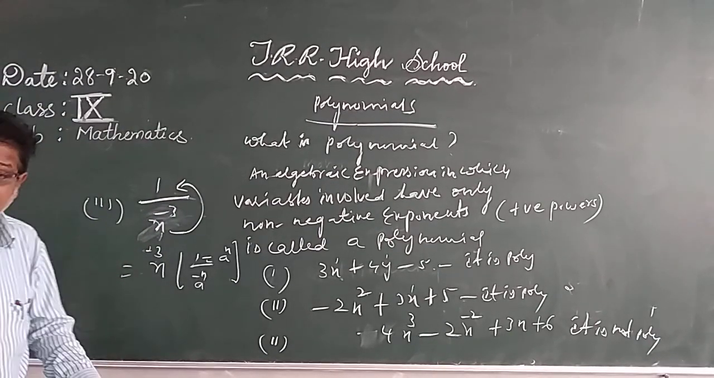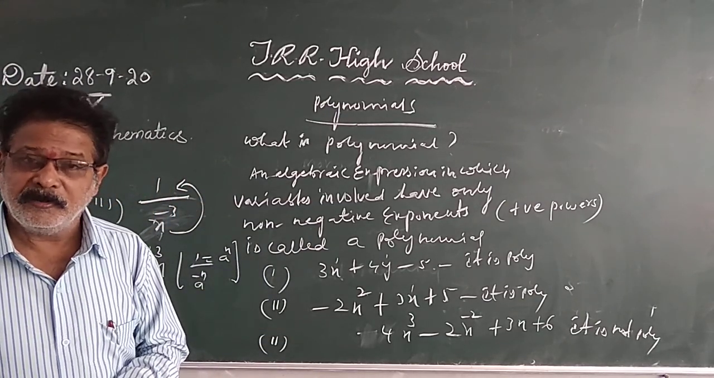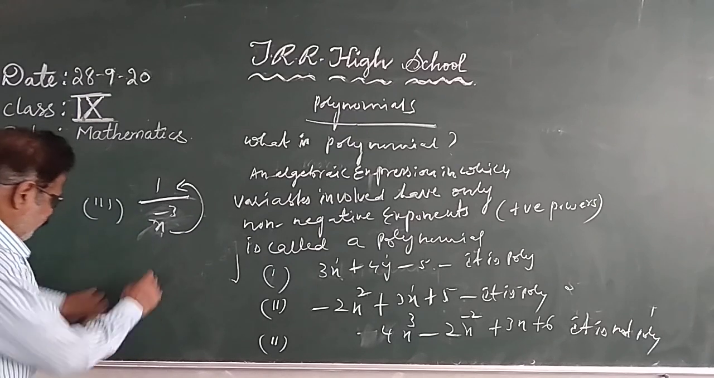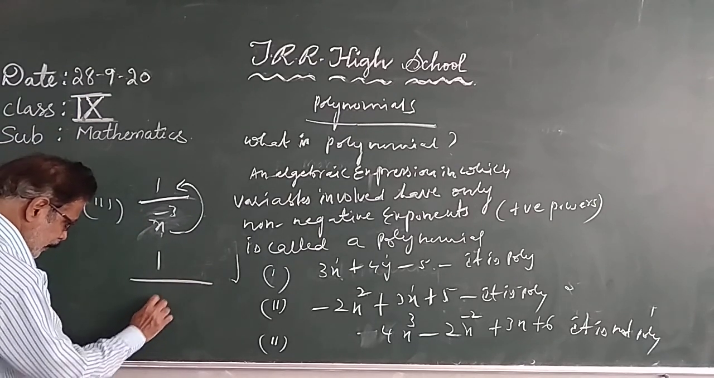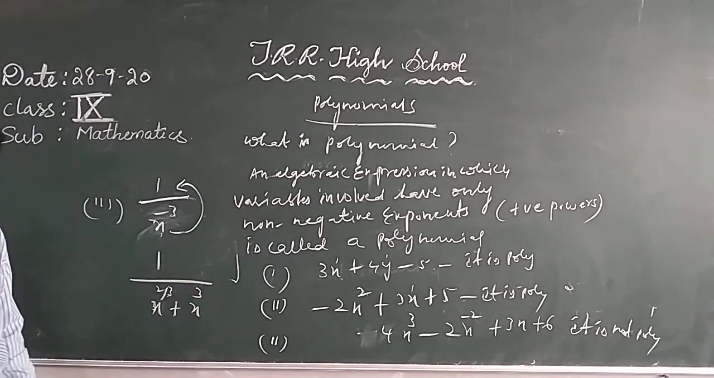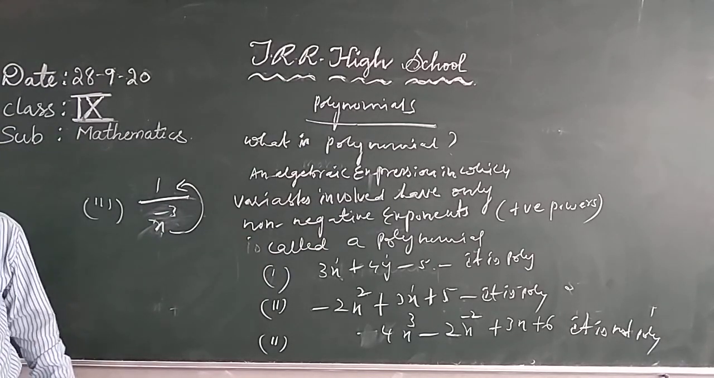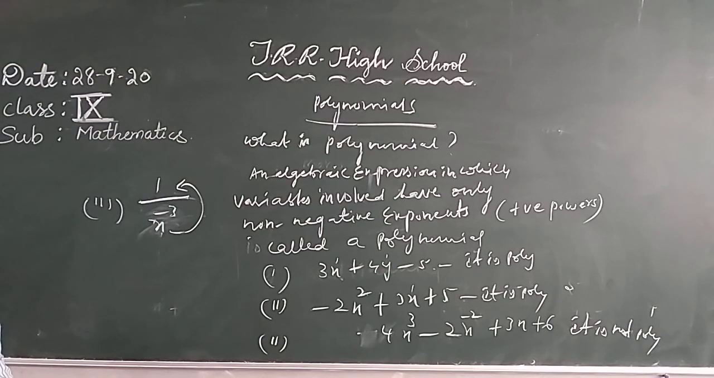If you find any rational powers, it is not a polynomial. Rational power means, for example, 1 by x to the power of 2 by 3 plus x cube. This is not a polynomial. It should have only positive powers. When it has a negative power or a rational power, it is not a polynomial.